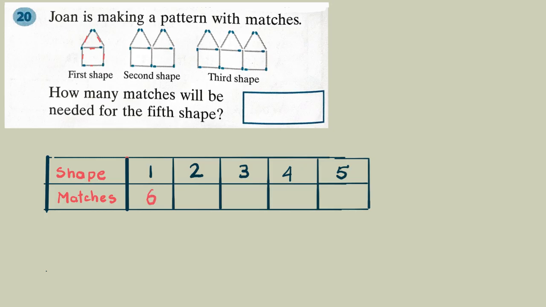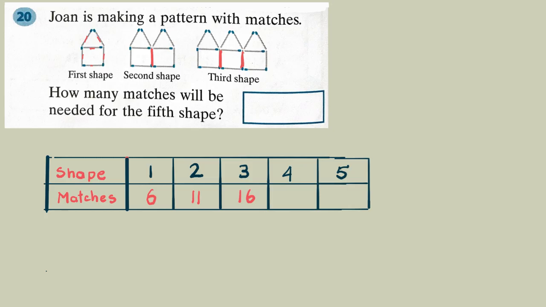And for the second one, it'll be 12 take away 1, because that one is common to both. So we've got 11 matches here. And the third shape is made out of 3 domes, 3 lots of 6, which is 3 times 6 is 18, and 2 of the matches will be common to both. So 18 take away 2 means that there will be 16 matches.